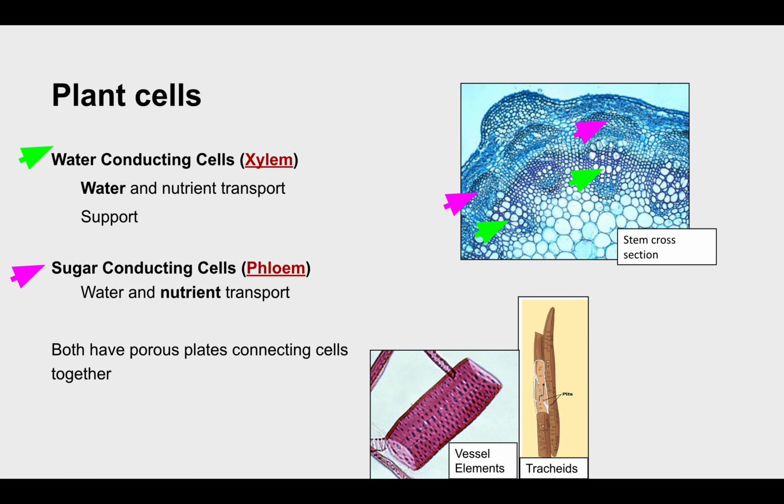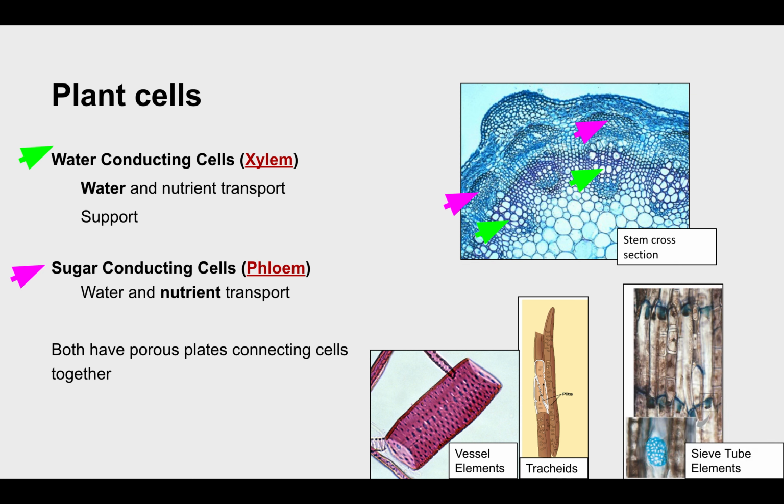Now, both of these types of cells tend to be columnar shaped. We might have vessel elements in xylem here, and tracheids. So they're columnar in shape, kind of like the plumbing of the plant. But they all have these porous plates at the ends of their cells that connect them together and allow for water to move from one tracheid or one xylem cell to another xylem cell.